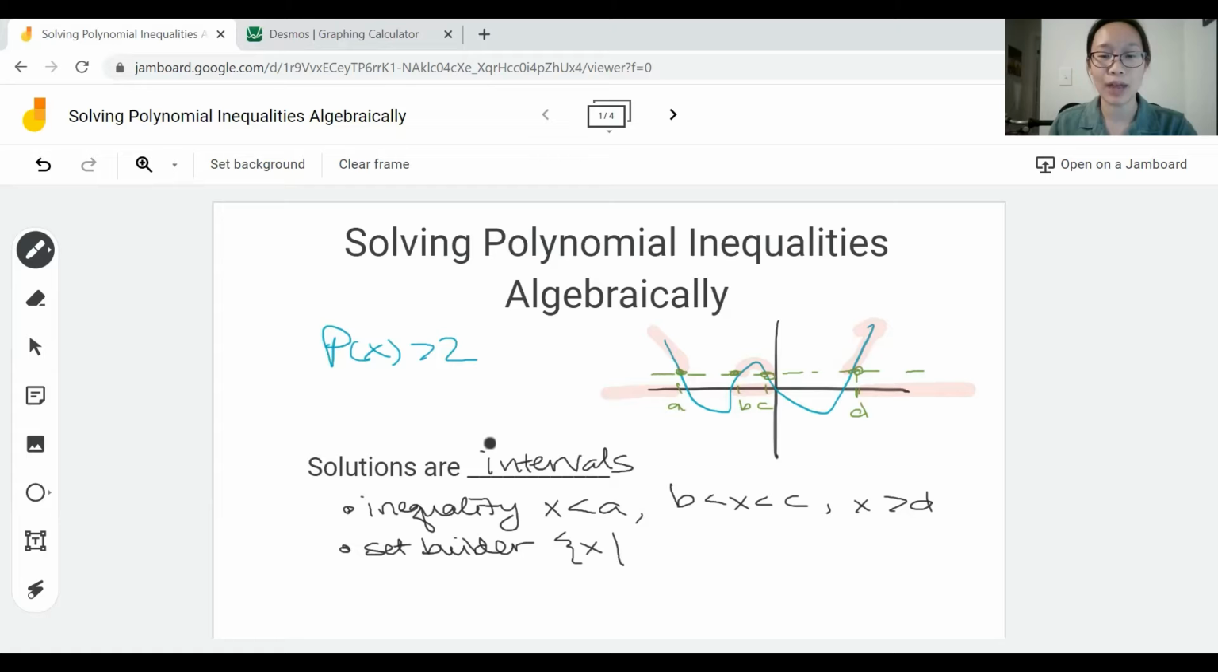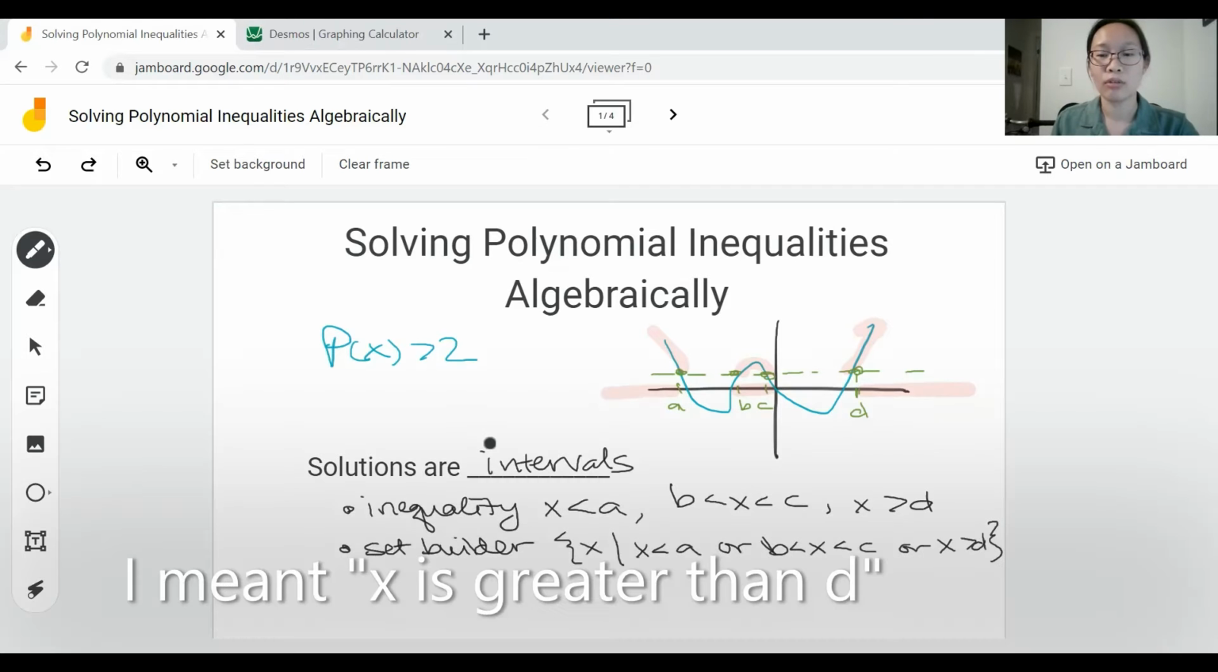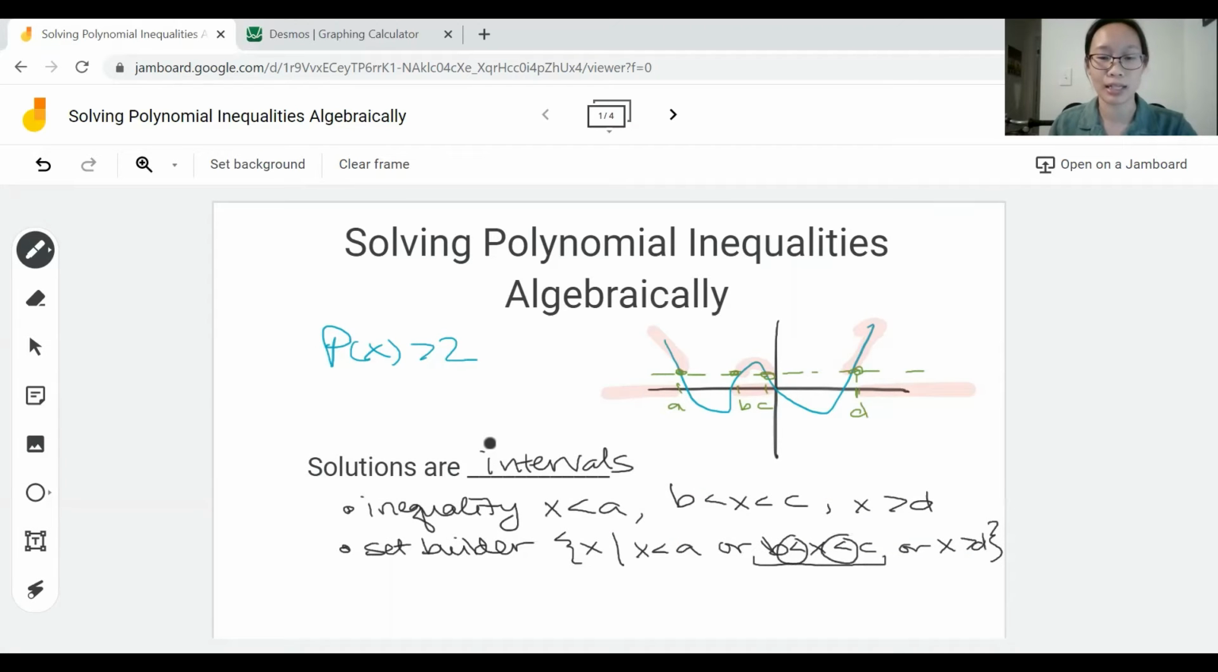So this is the set of x's such that, and then everything I have in my inequalities above, I just recopy. So x is less than a, or b is less than x is less than c, or x is greater than d. Remember that when you have a compound inequality, your symbols need to face the same way, both less than. And the third is interval notation. This is where I have two numbers separated by a comma and then a parenthesis or a bracket, depending on if it's open or closed. So in this case, it's negative infinity to a, or b to c, or d to positive infinity.